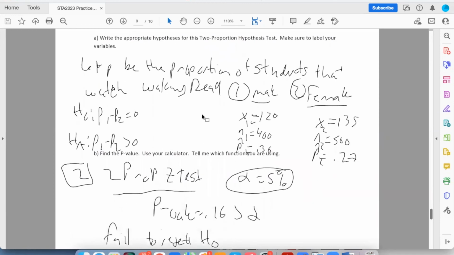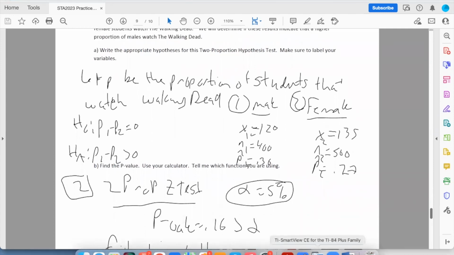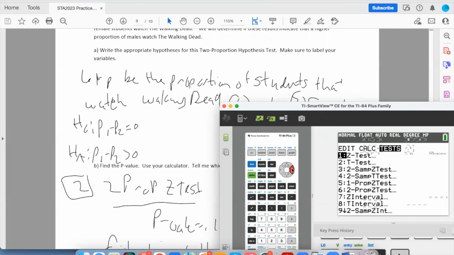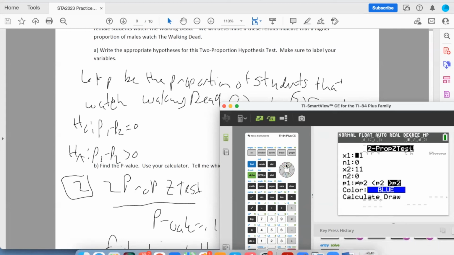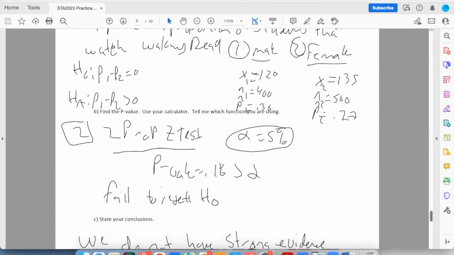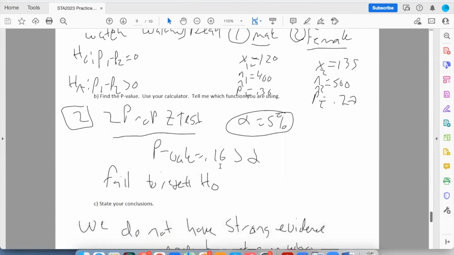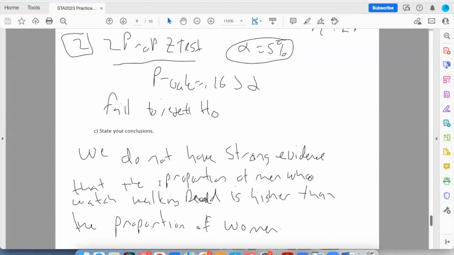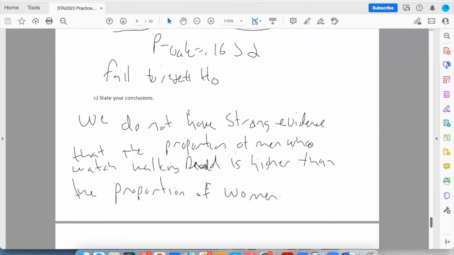We would type all this in the calculator. This is a 2-prop test. That would be button 6. So we would just type in our 4 numbers, make sure we have the right hypothesis, hit calculate. That spits out our p-value. We got a high p-value, 16%. That's a giant p-value. Fail to reject the null, so we do not have strong evidence that group 1 has a higher success rate than group 2, which is what this says.